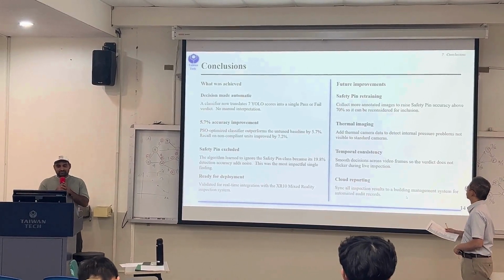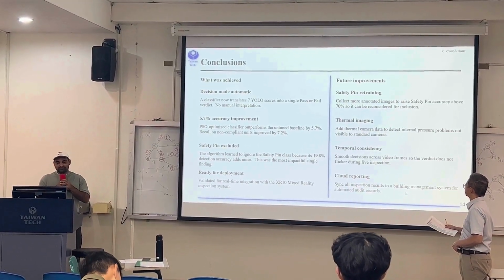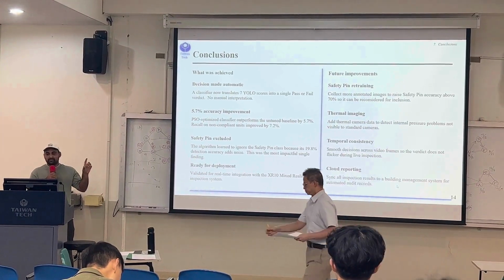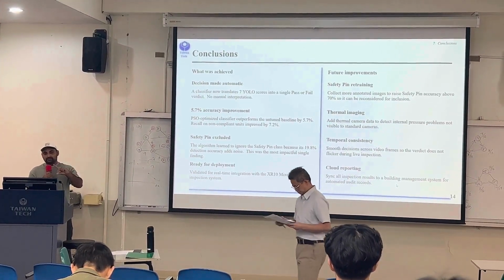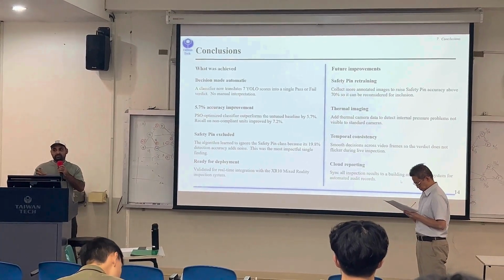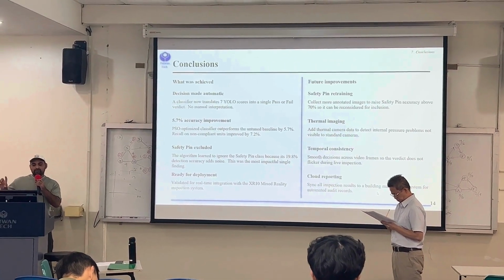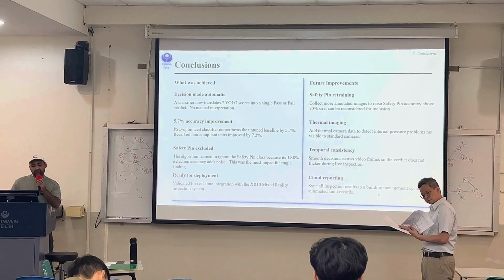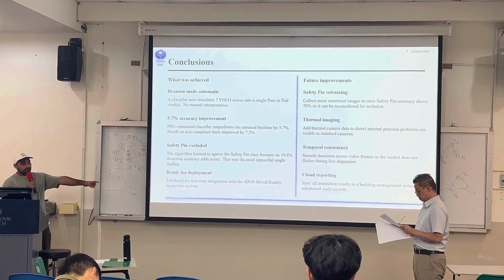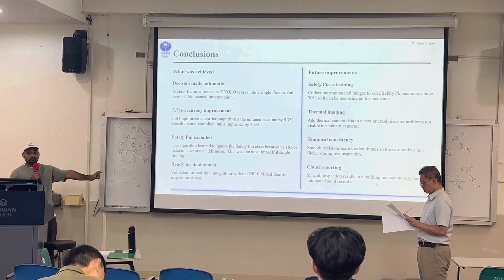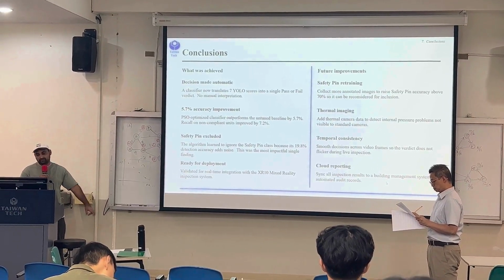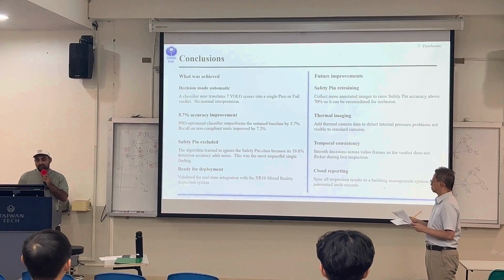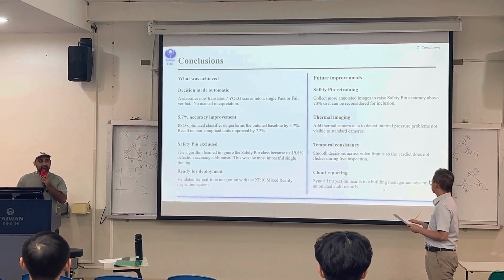So what was achieved in the project? The classifier now translates 7 YOLO classes at the same time in a single pass or fail verdict, replacing manual interpretation. A 5.7 accuracy improvement was found in layer 2, and the safety pin was excluded because the confidence was only 19.7%, not more than 80%. Now it's ready for deployment, and we can use it for inspection. Thank you so much.